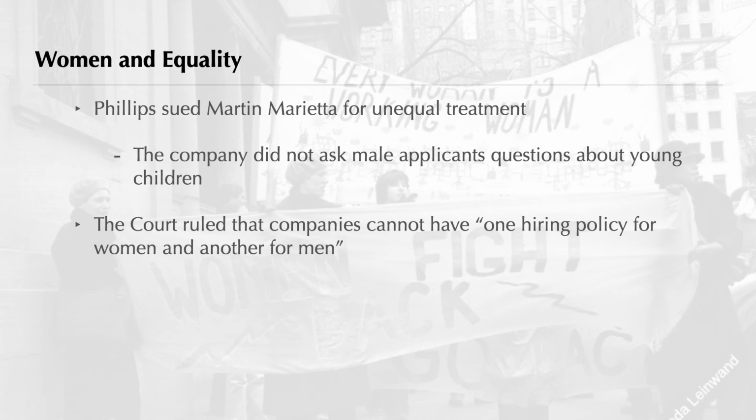When Ida Phillips was rejected for the job, she decided to take the corporation to court, where her lawyers argued that she had not been treated equally. She charged the company with discriminating against women because male applicants were not questioned about their children and were hired whether they had young children or not. After studying the case, the court ruled in favor of Ida Phillips, declaring that the company could not have one hiring policy for women and another for men.